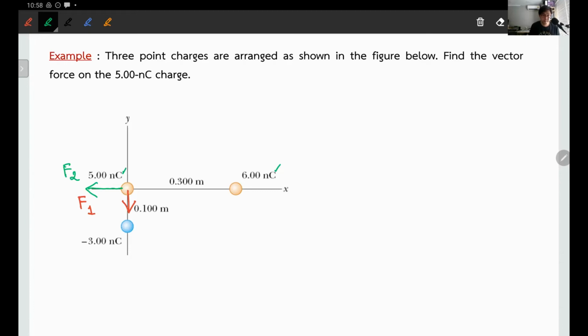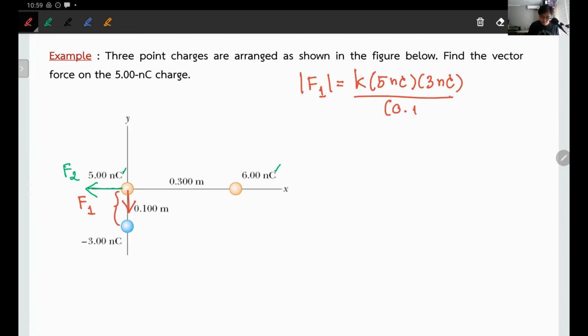Okay, you guys with me? Okay, so let's do it one by one. F1, the magnitude of it coming from k. The product between the pair of the charges is going to be 5 nanocoulomb times 3 nanocoulomb. Once again, I don't have to bring the negative sign into the 3 nanocoulomb anymore because we have already determined the directions of the force. So all I need right now is just the magnitude, divided by the separation between the two, which is 0.1 meter squared.